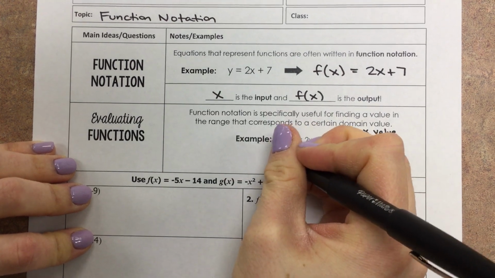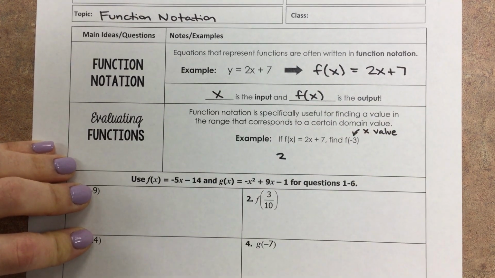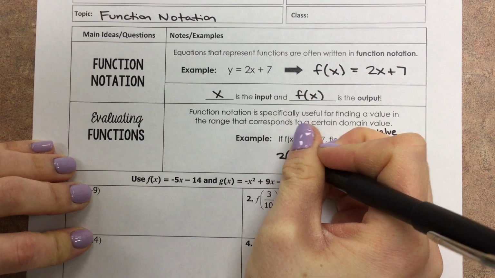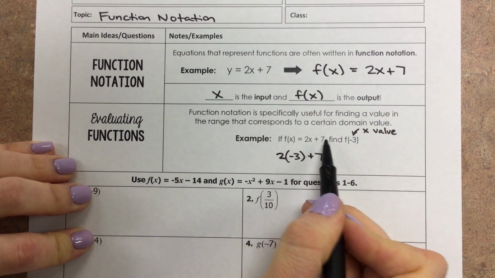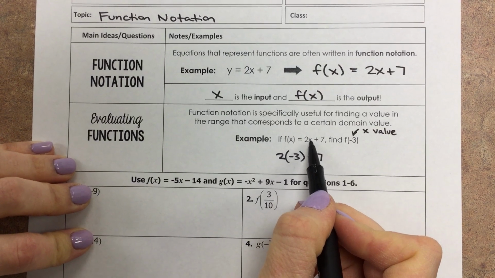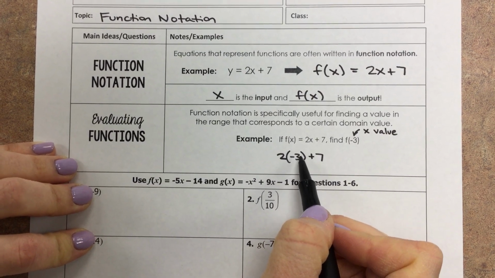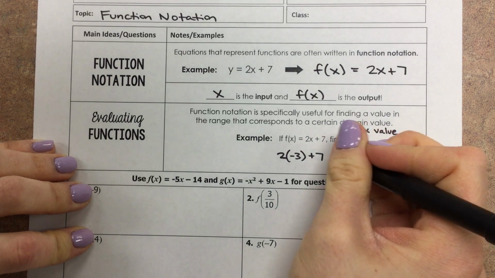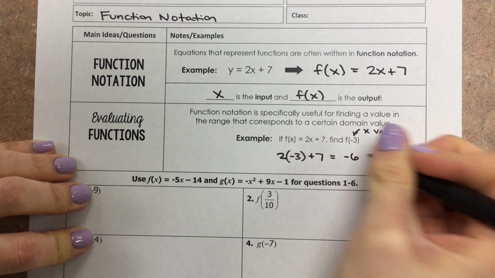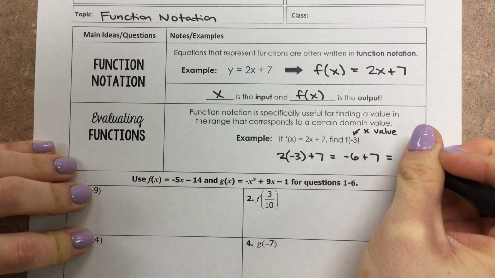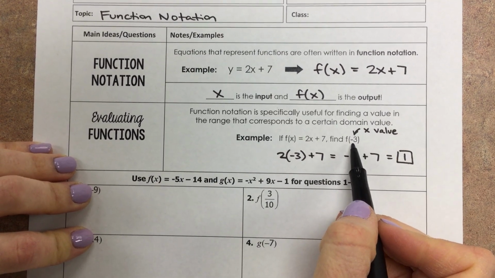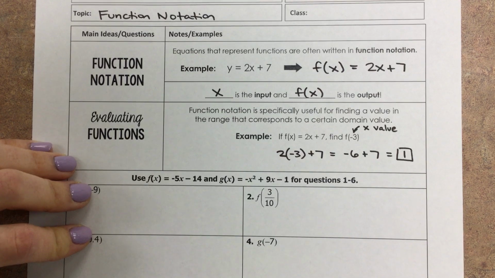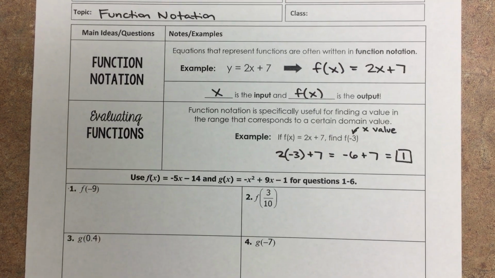We take 2, but then in place of this x, we're going to sub in a negative 3, and then plus 7. It looks just like this expression right here, except the x that I had right here, I'm plugging in a negative 3. And then you just evaluate it. 2 times negative 3 is negative 6, plus 7 gives us 1. What that means is that when I plug in an x value of negative 3, I get a y value of 1. So we're going to practice a handful of these.